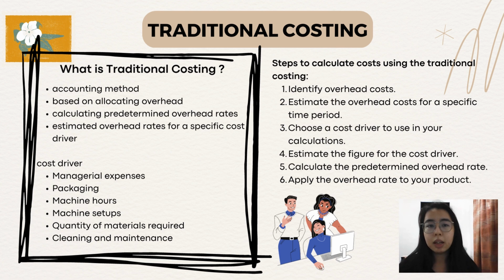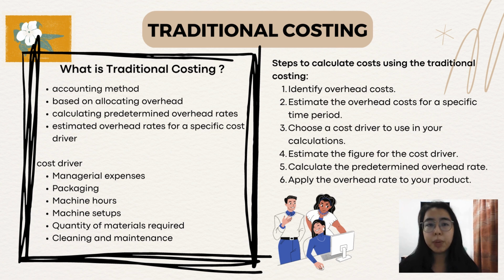Second, estimate the overhead cost for a specific time period. Specific time periods are a month, quarter, or year. Third, choose a cost driver to use in your calculation. The cost driver should be linked significantly to production, like machine hours for highly automated production. Fourth, estimate the figure for the cost driver. The cost driver should match the time period you chose for the overhead cost estimate.